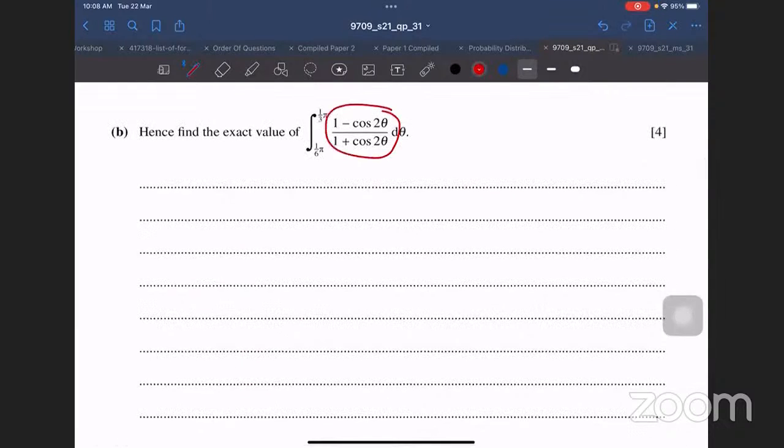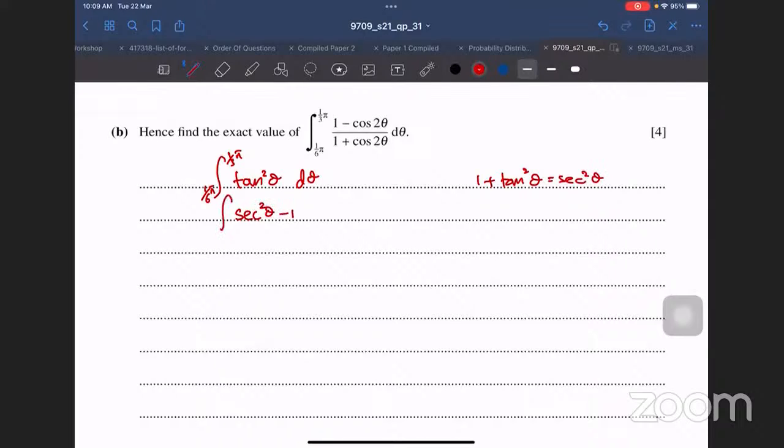Now I know that I can replace this entire expression with tan square theta. So I am here to integrate tan square theta. And I can't integrate powers of trigonometric functions directly, so I need to use an identity. The identity that I know is 1 plus tan square theta equals sec square theta. So this gives me sec square theta minus 1. I integrate this, I get tan theta minus theta.